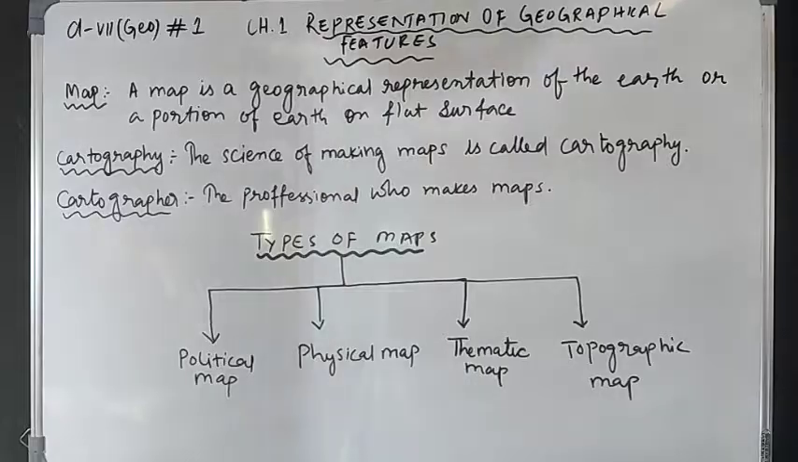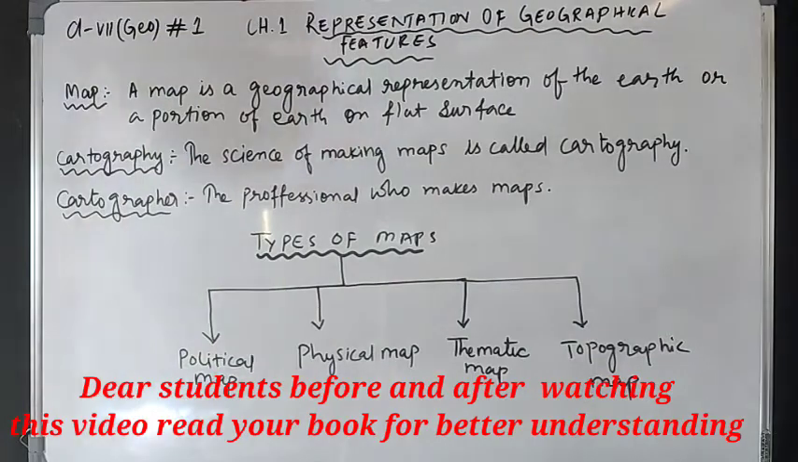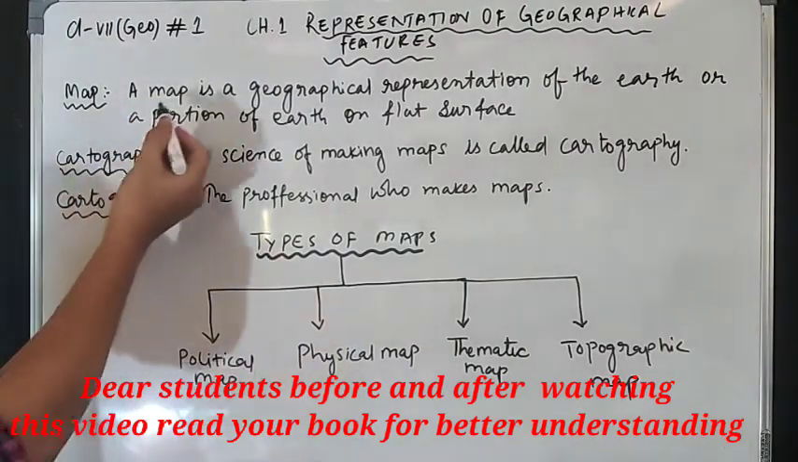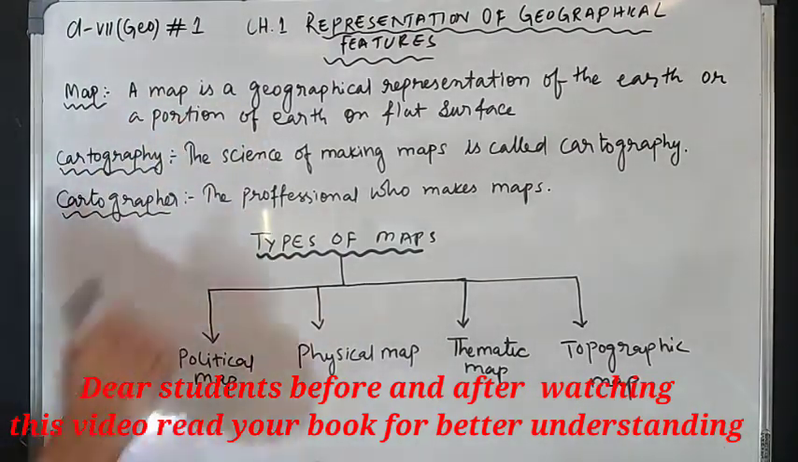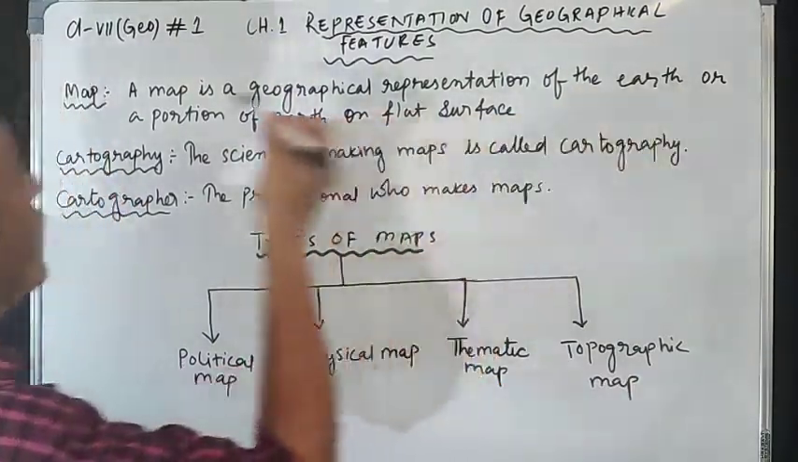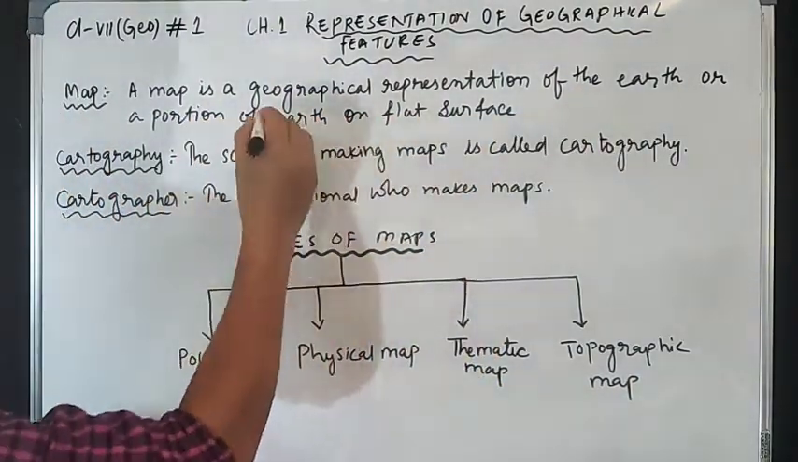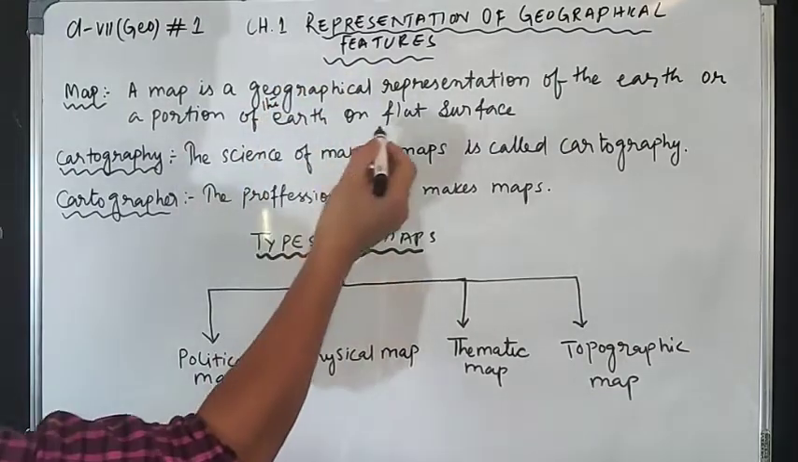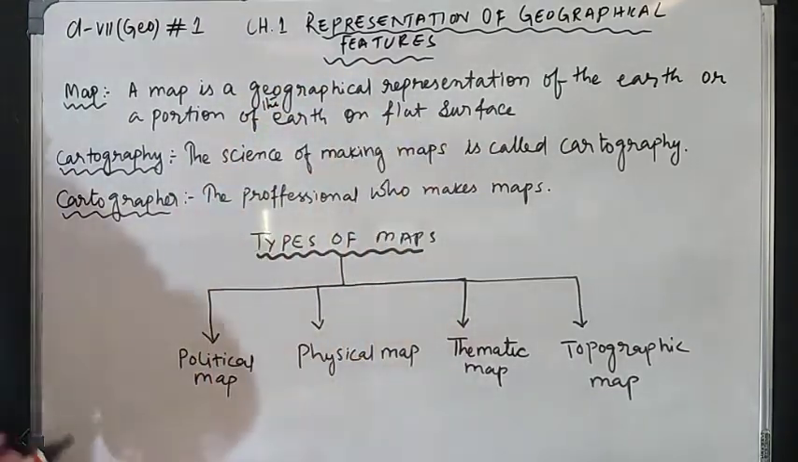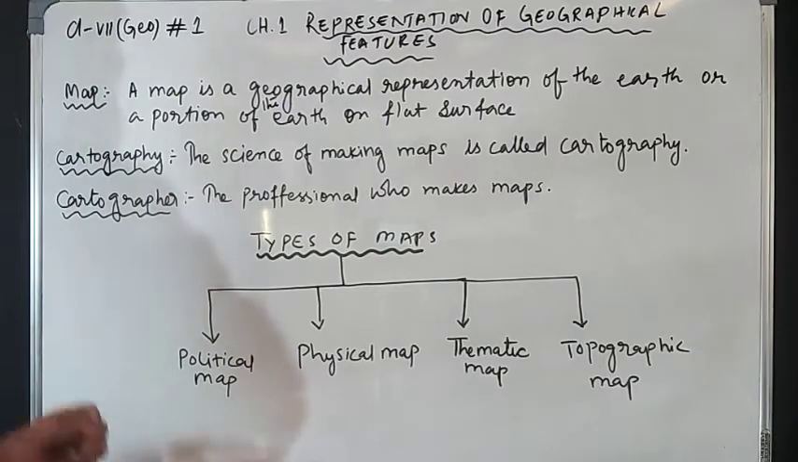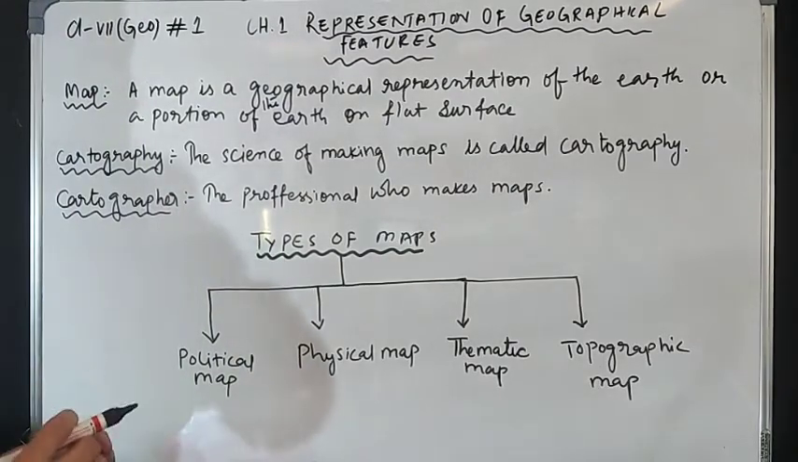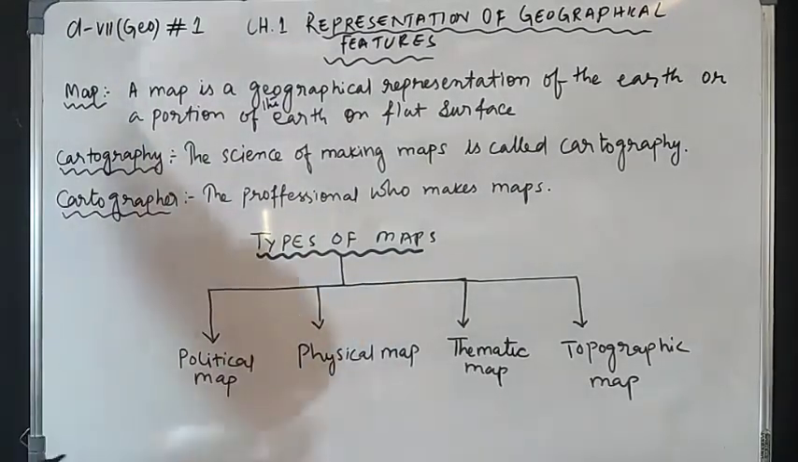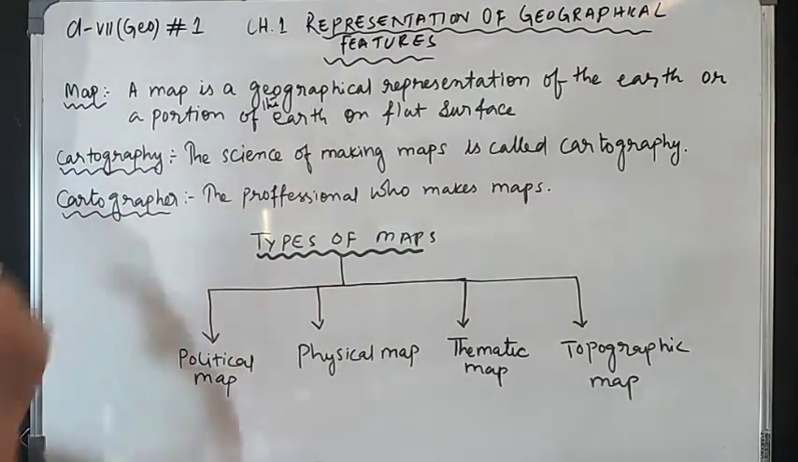In the previous class, that is in class 6, you have learned about maps and their types. But before going to the topographical map, let us see what a map is. A map is a geographical representation of the earth or a portion of the earth on a flat surface.